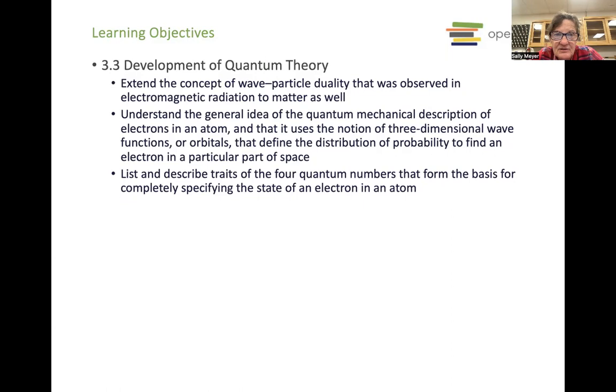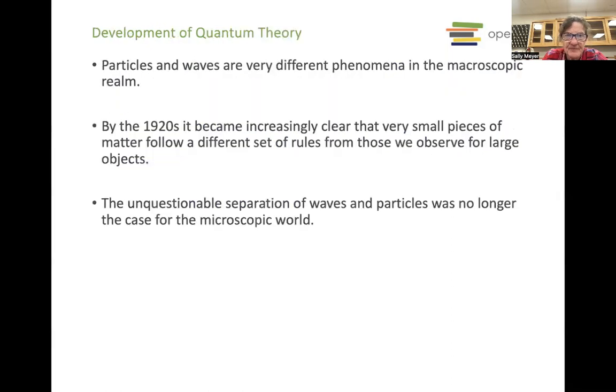And so we can understand the general idea of the quantum mechanical description of electrons in an atom. That's one of our goals. Another goal is to list and describe traits of the 4 quantum numbers that form the basis for the complete specification of a state of an electron in an atom. That will take us the majority of the rest of this discussion.